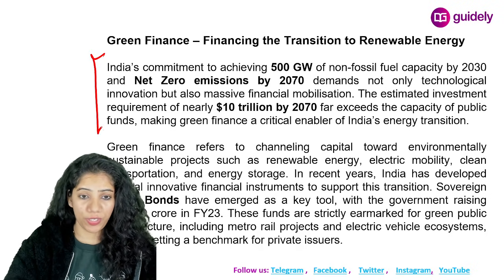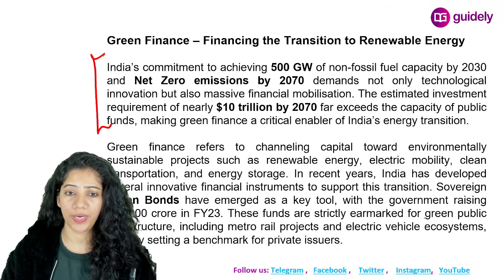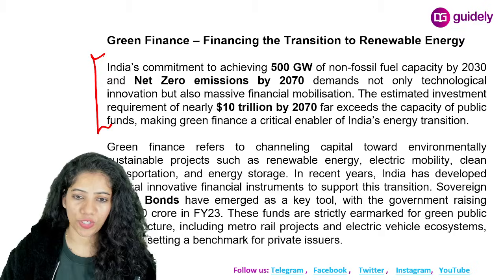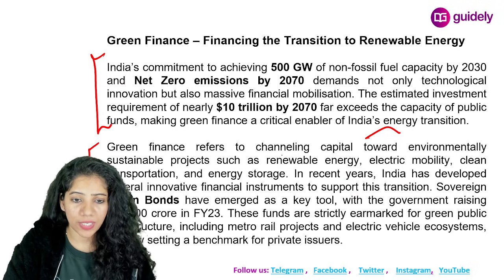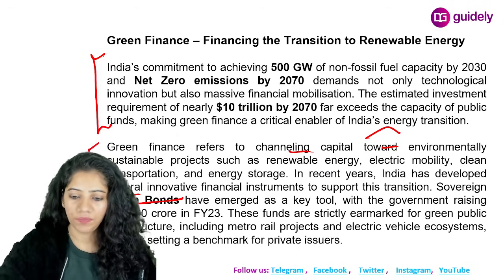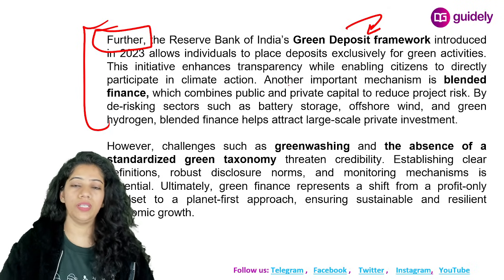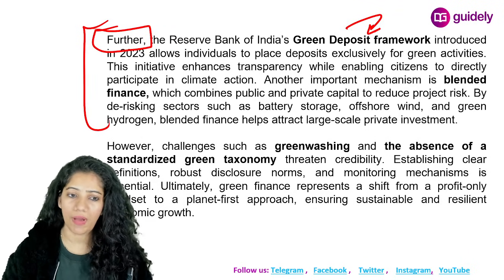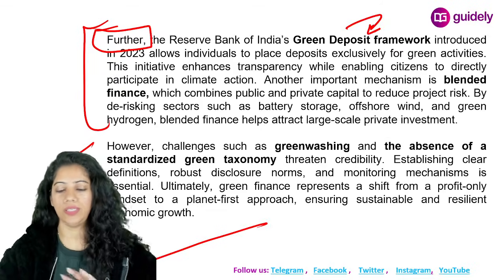So first, India's commitment to achieving non-fossil fuel capacity by 2030 and net zero emission by 2070 demands not only technological innovation, but also massive financial mobilization. And then you talked about green finance, which refers to channelizing capital towards environmentally sustainable projects such as green bonds, and then you give some data. Then similarly with the second paragraph, you use a good transition word, and then you took the data from RBI and you talked about the financial year 2023. Then again, you gave some facts, and then you summarized all the stated facts in shorter form. So this is how your essay should be.